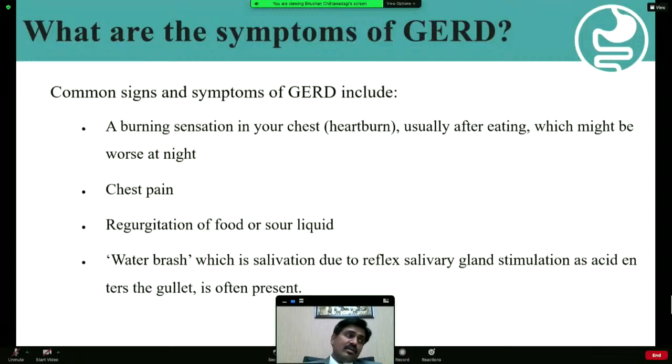Now sometimes you may experience food coming up to your throat, or sour liquid, or partially digested food. And sometimes some people will get water brash. Water brash is whenever the reflux contents get mixed with your saliva. So a lot of fluid, which is a bit citric or sour, comes into your mouth. That's called water brash. These are a few common symptoms.